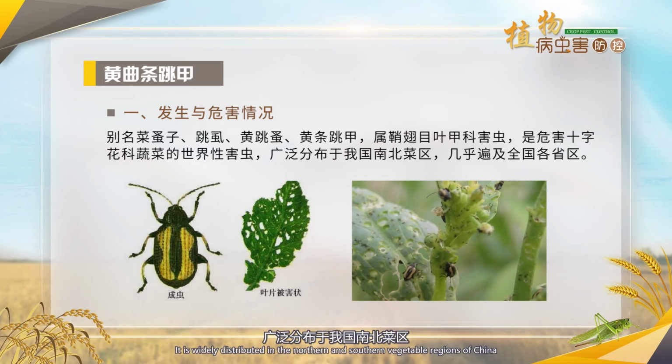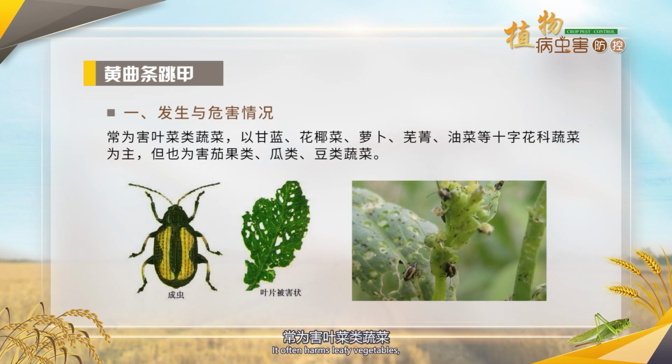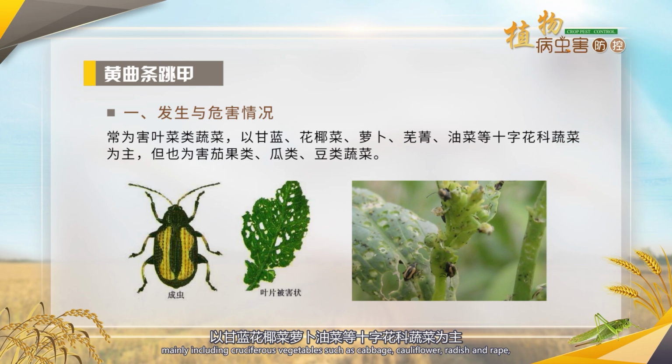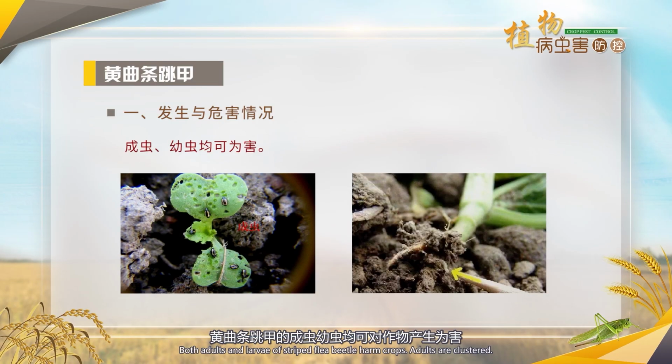It is widely distributed in the northern and southern vegetable regions of China and almost all provinces and regions in China. It often harms leafy vegetables, mainly including cruciferous vegetables such as cabbage, cauliflower, radish, and rape, but also harms solanaceous vegetables, melons, and legumes. Both adults and larvae of striped flea beetle harm crops.